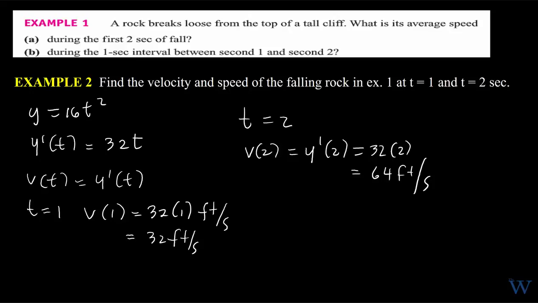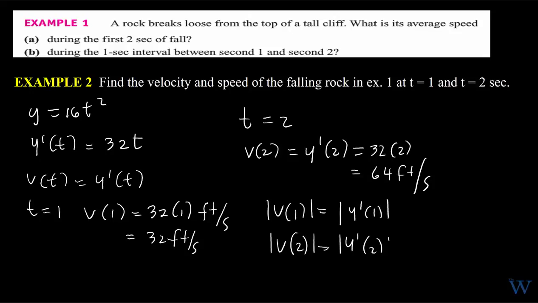Now, what about the speed? Well, the speed is just the absolute value. So the absolute value of v of 1, and the absolute value of v of 2, which is just the absolute value of y prime of 1 and the absolute value of y prime of 2, will be equal to 32 and 64 feet per second.